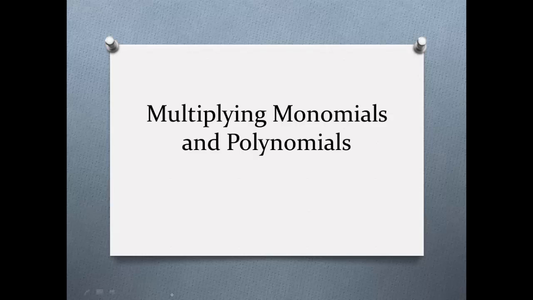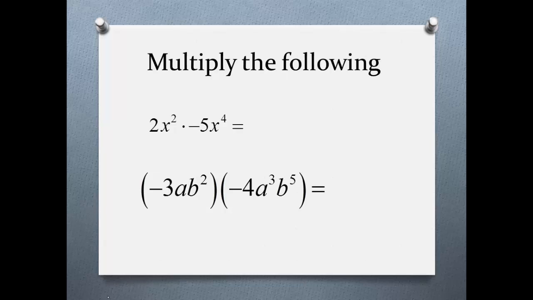This video will review how to multiply monomials and polynomials. We'll start with monomials. A monomial is anything that is a single term. In this particular case, the 2x squared is a single term and the negative 5x to the fourth is a single term. Terms are separated by addition and subtraction, and because there's no addition or subtraction involved here, these are each one term. So the 2x squared is a monomial and the negative 5x to the fourth is a monomial.